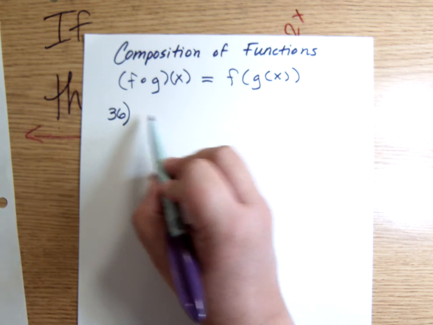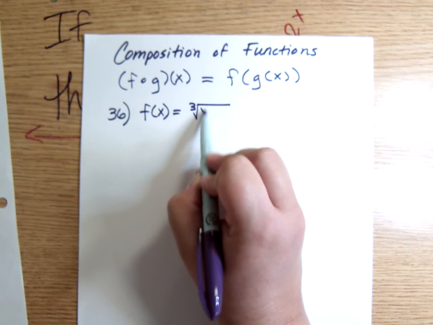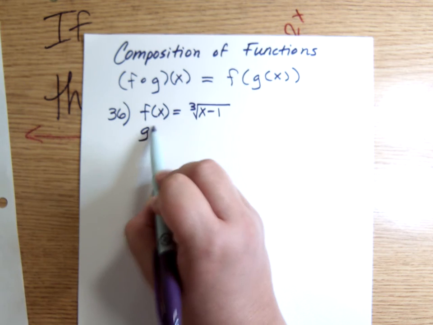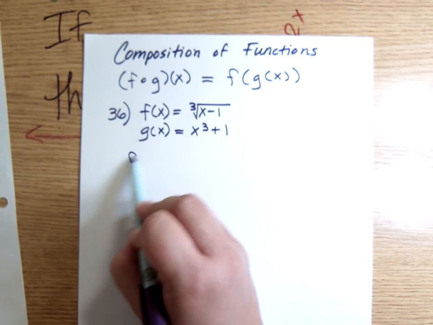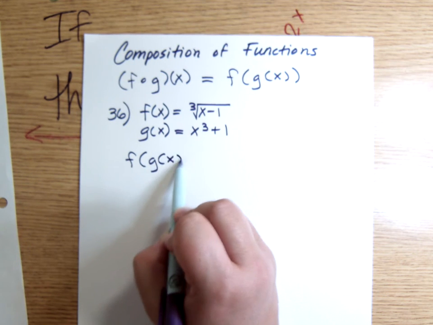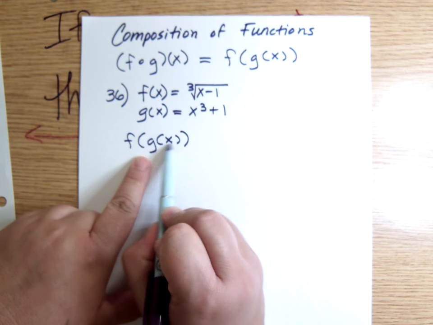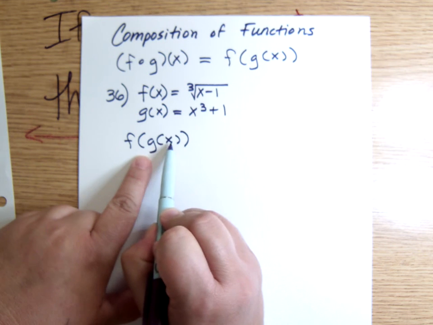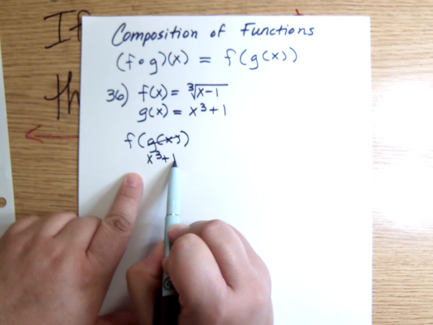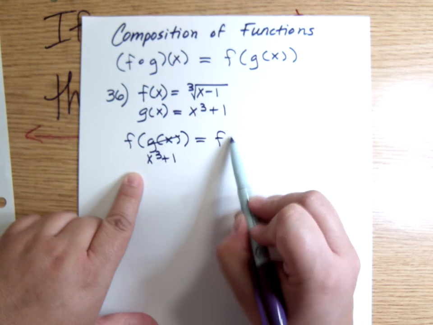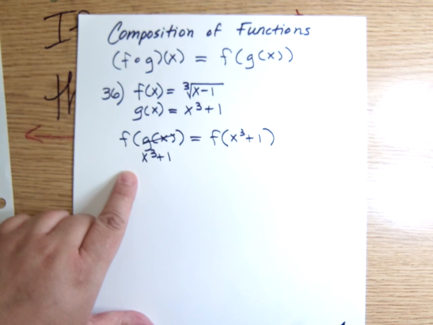So f of g of x here. F of x is the cube root of the quantity x minus 1. G of x is x cubed plus 1. So f of g of x means literally, I'm going to take this, and since g of x is x cubed plus 1, this is going to become x cubed plus 1. So in other words, I am plugging into the f function x cubed plus 1 anytime I see an x.